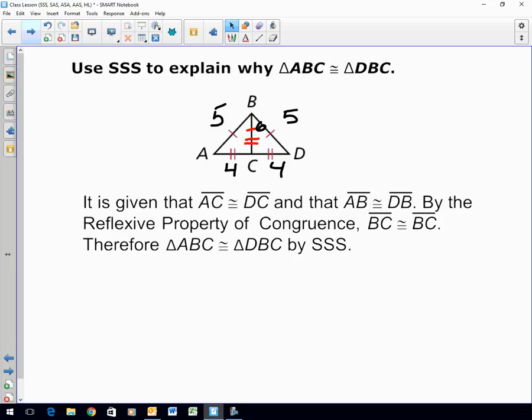Say yes. Okay. I want everybody to understand this. This theorem, this postulate does not mean that all 3 sides have to be the same in one triangle. It means the measures of the lengths of 3 sides of one triangle are equal or the same as the measures of the lengths of 3 sides of another.